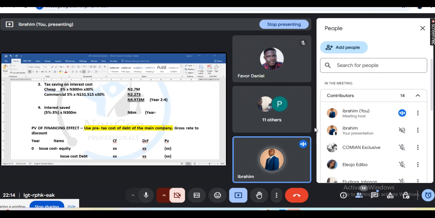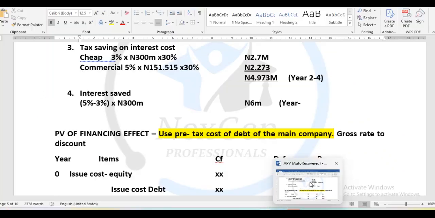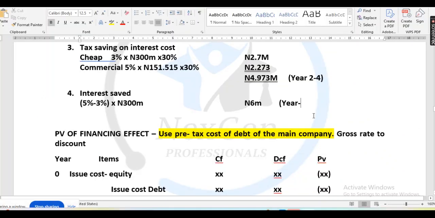Do you know why? Because there is no tax savings on this. You say interest saved, and the project will last for 3 years. It is only on tax that you do 2 to 4. Please always take note of that. Just take notes, please. So year 1 to 3.